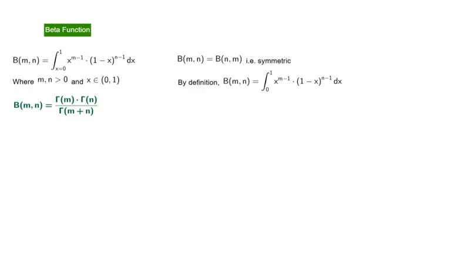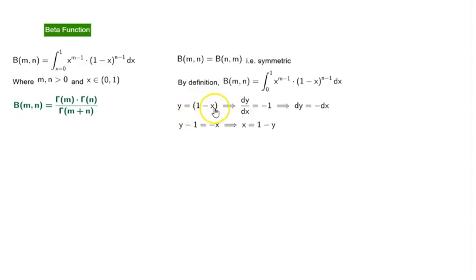So let's prove that. By definition, we know B of m, n is equal to the integral from 0 to 1 of x to the power of m minus 1 times 1 minus x to the power of n minus 1 dx. Now we do the substitution. y is equal to 1 minus x. Differentiating it, we get dy by dx is equal to minus 1, which implies dy is equal to minus dx.